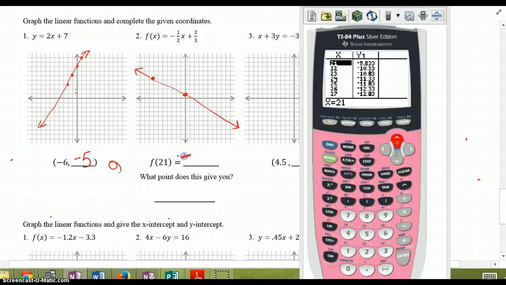-9.83. I don't know why my pen won't work. -9.83 should be in that blank, and for some reason I can't write it there. So, moving on to number 3.